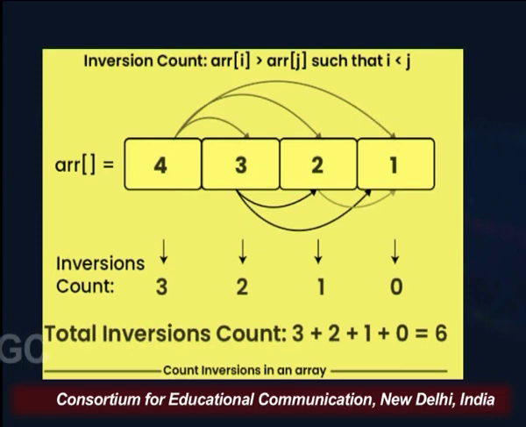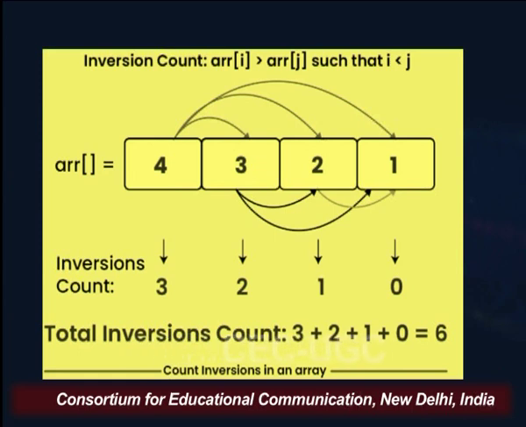Here, 4 is greater than all the 3 elements after it, so 3 inversion counts are contributed by 4. Looking at 3, we have 2 inversion counts, because the 2 elements on the right side of 3 are less than 3. For 2 it is 1, and for 1 it is the rightmost element, so obviously 0. In this way we count the inversions, and this gives us the degree of sortedness, and it is also used as a similarity metric.